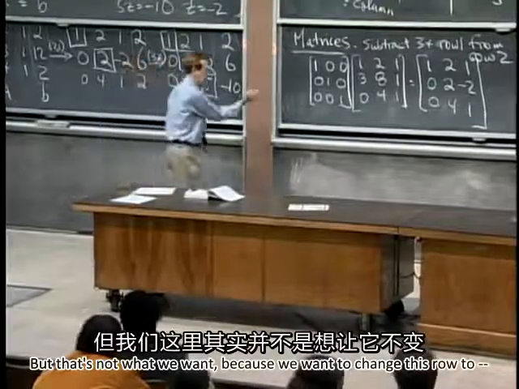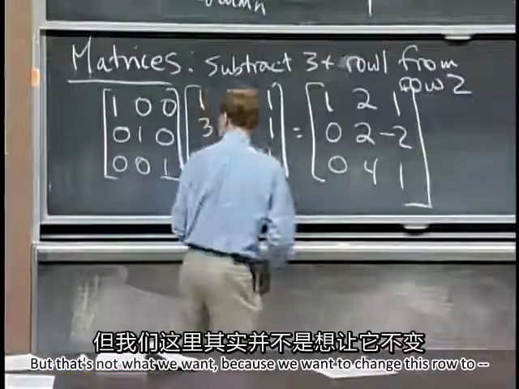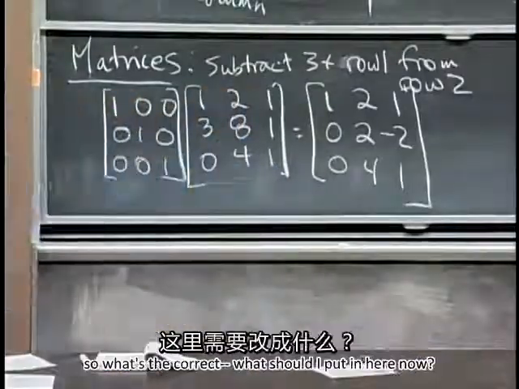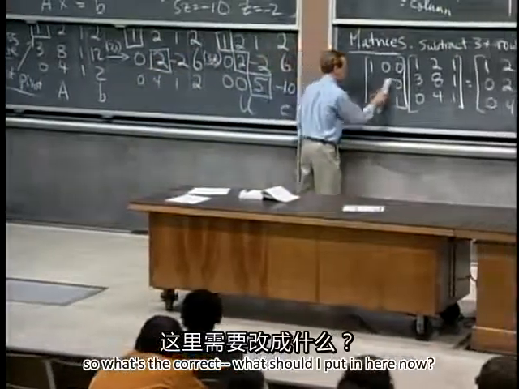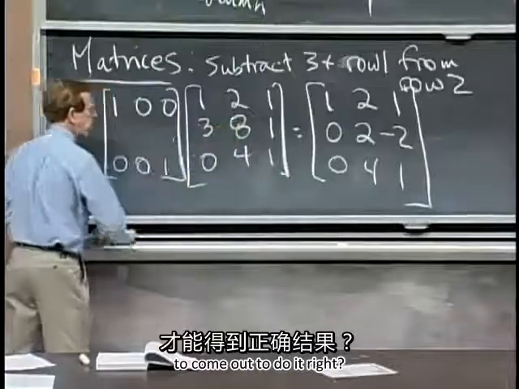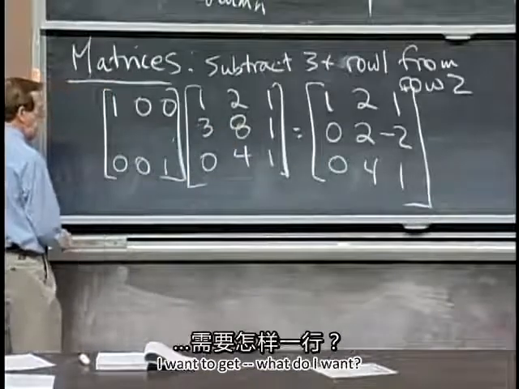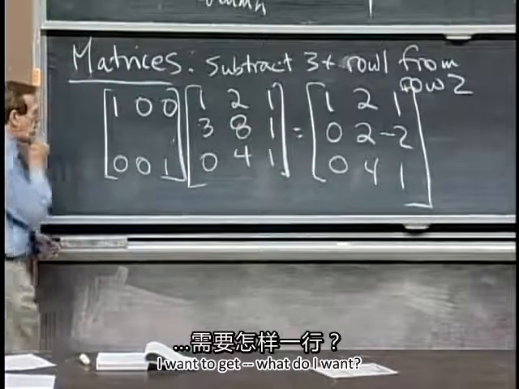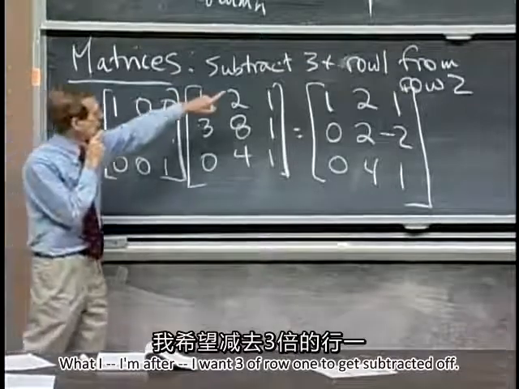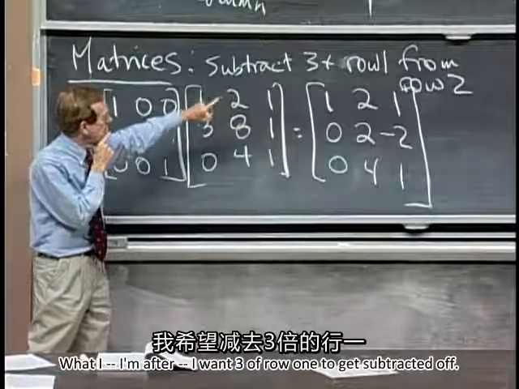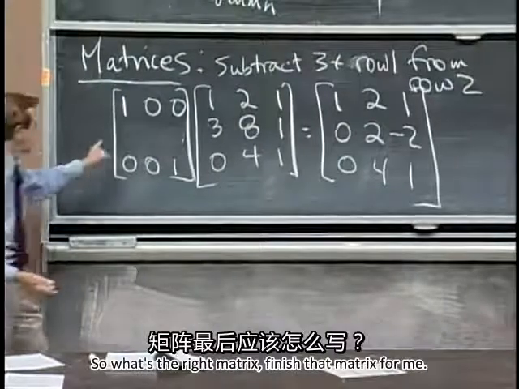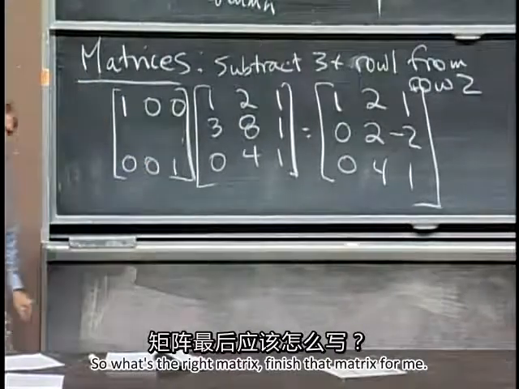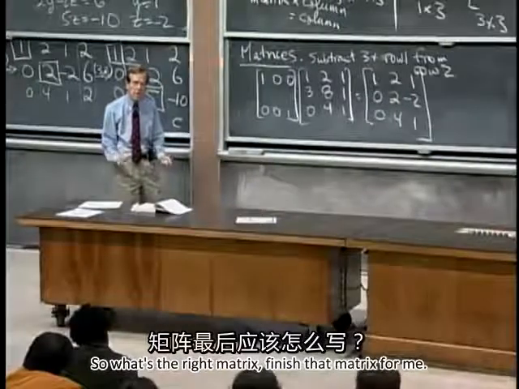But that's not what we want, because we want to change row 2. So what should I put in here to do it right? What am I after? I want 3 of row 1 to get subtracted off. So what's the right matrix to finish that matrix for me?